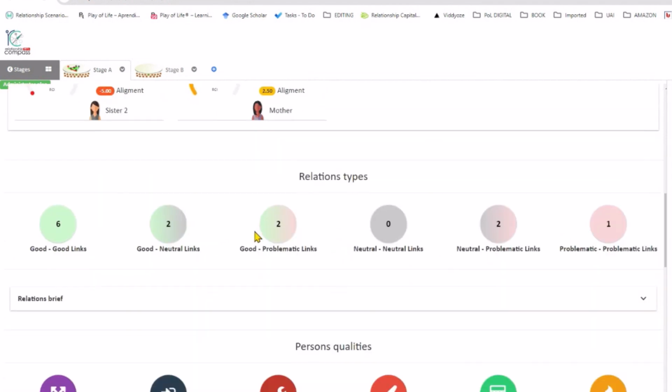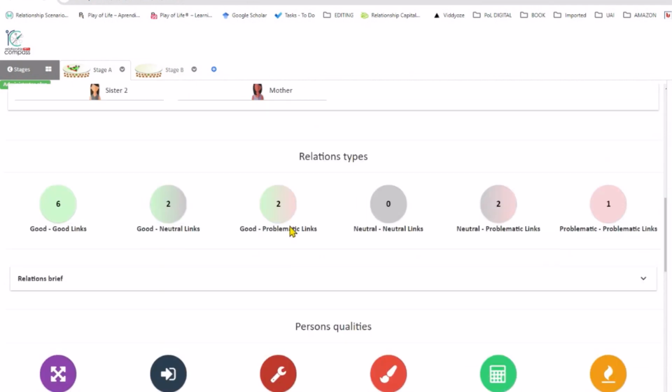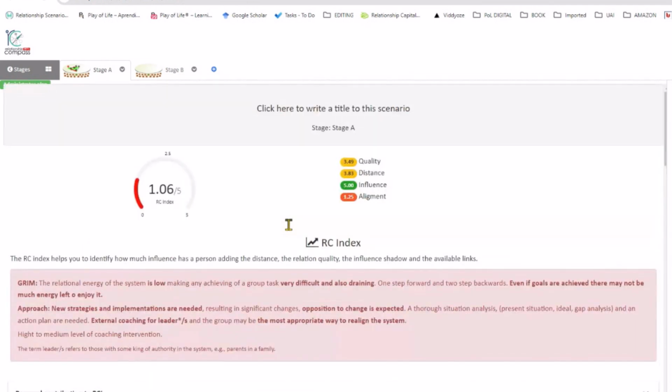So then we have here 6 good and good links, 2 good and neutral, good and problematic, neutral and problematic, and problematic and problematic. So it gives you an analysis of what happened there. So let's go back. Let's go back to the stage. Any comments about that?